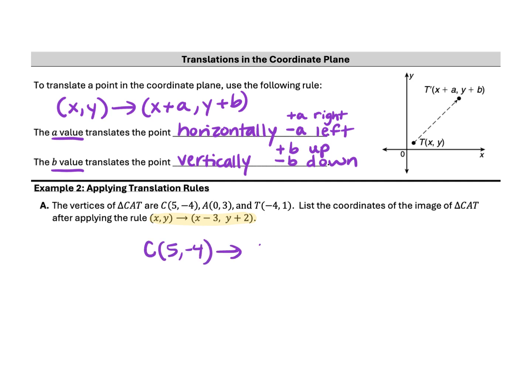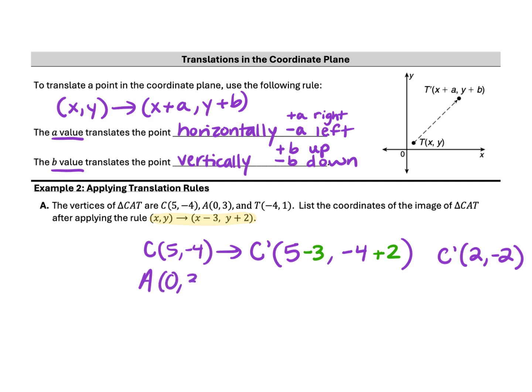And when we apply the rule for C prime, we start at that 5 and the negative 4. I'm leaving a gap there because I need to subtract 3 from 5 and add 2 to negative 4. And that's going to give us our new coordinates. So you do your subtraction there and you get 2, negative 2 for C prime. Let's do the same for the other points.